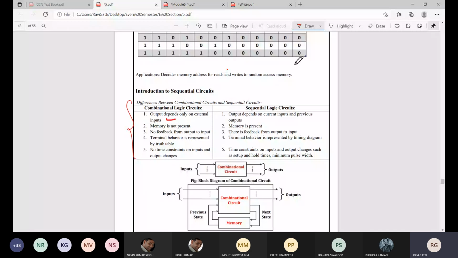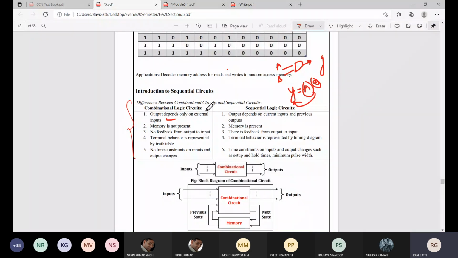Let's say you take an AND gate. If this is A and this is B, then y is nothing but A into B. If A changes, y will change. If B changes, y will change. So depending upon the inputs, your output is changing. We can say the output depends only on the inputs given to any logic circuit. Such circuits we call combinational circuits.